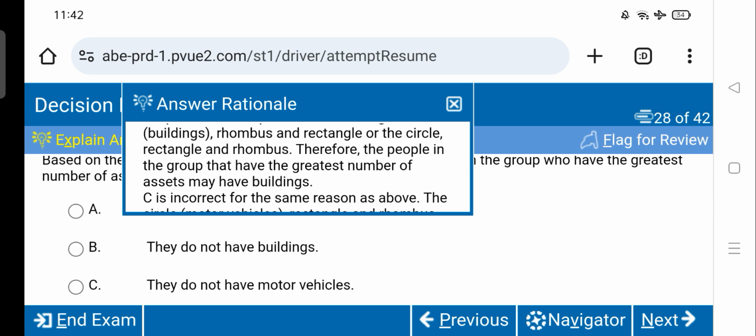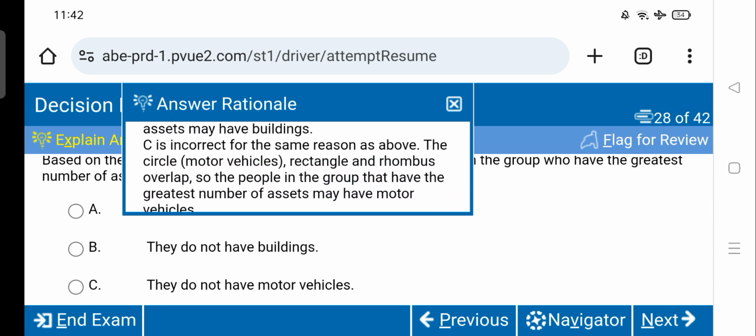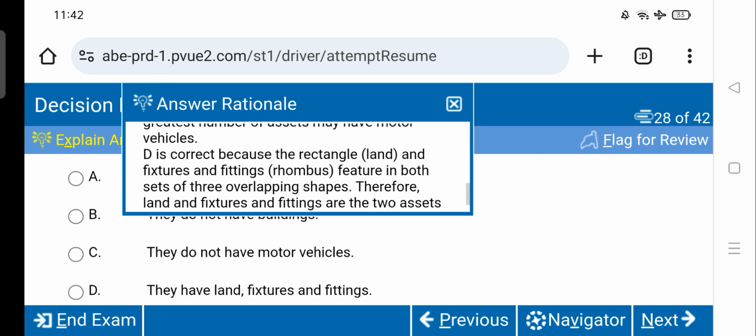So that's why it is incorrect. C option is also incorrect, for the same reason as above: the circle, rectangle and rhombus, so the people in the group that have the greatest number of assets may have motor vehicles.